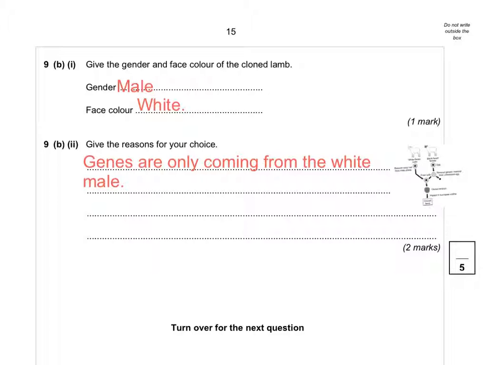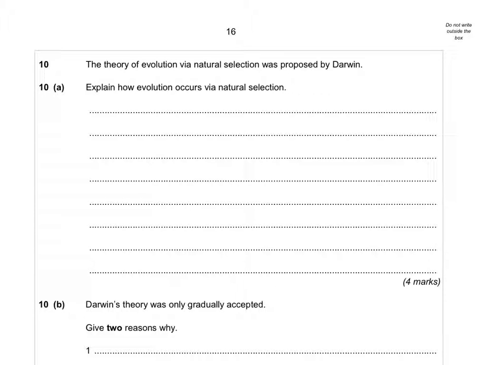Okay, next page. And question 10. Theory of evolution through natural selection was proposed by Darwin. Explain how evolution occurs via natural selection. So it's a 4-mark question. There's always a set structure for these answers that you will always need to provide, and we're going to go through that now. So your first thing you need to say is that organisms within a population will always show variation. So organisms in a species show variation. So by variation, we mean that there are differences between members of the same species.